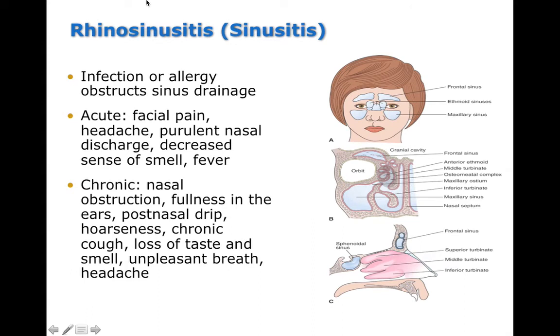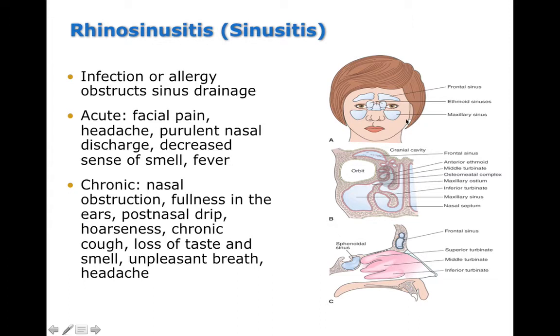Now, rhinosinusitis is going to be infection or allergy that obstructs sinus drainage. Now, this can be caused by viruses because these can cause so much inflammation that mucus starts to back up. But what's interesting, though, is that if you have backup of mucus here, it can put you at risk for bacterial infection, especially if you also have a limited airflow into the sinuses. It's going to put you at risk for anaerobic bacterial infection. But we can actually talk about this rhinosinusitis as basically being acute or chronic.